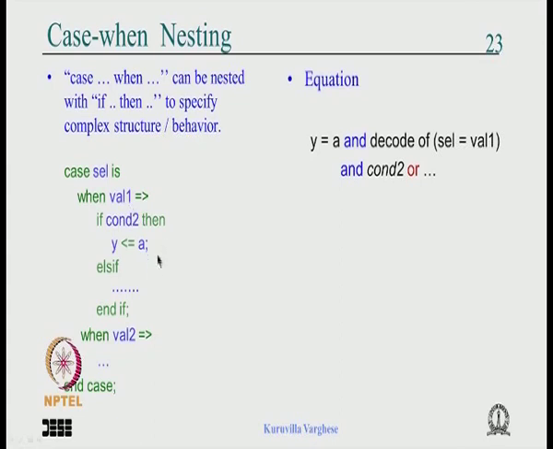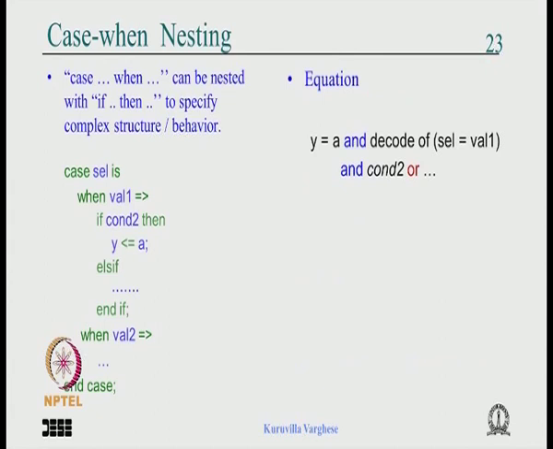Sorry, y is a and condition 2 and decode of select is value 1, or if y equal to b, then if it is else, y equal to b and not of condition 1 and decode of select is equal to value 1, and so on it goes. So you can easily work out the equations and the circuit from the structure, because by now you should be thorough with what I am saying.